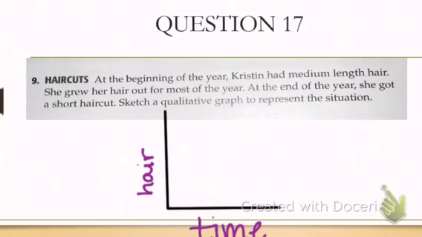The first part that we need to do is determine what's the independent variable, which is the x variable, and which is the dependent variable, which is the y variable. In this case, time is x, and the hair length is y. So she starts the year with medium length hair. So we're not going to start at 0, we're going to start sort of midway up our hair axis.